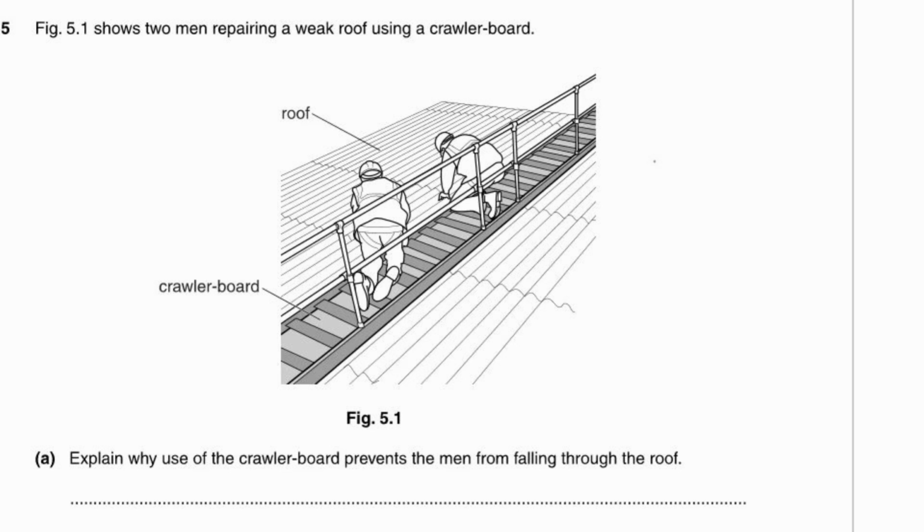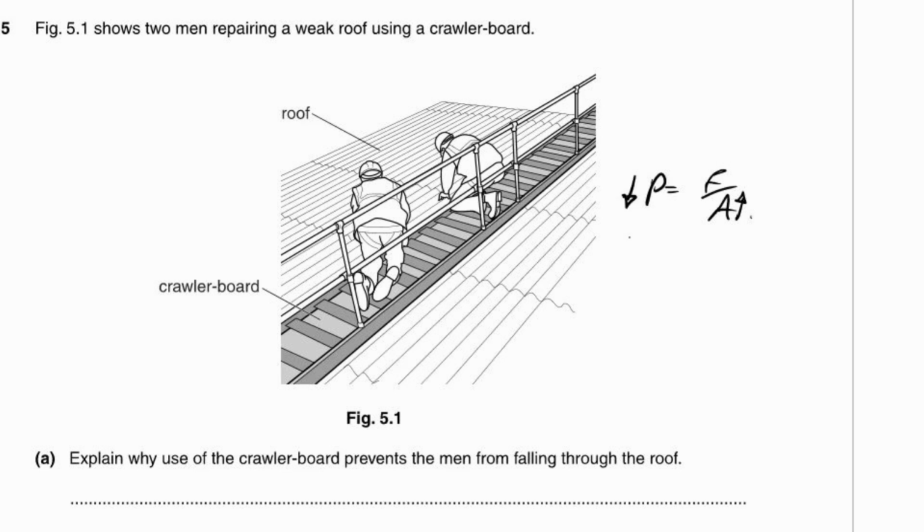Okay, let's look at that then. Pressure equals force over area. Now, why is a crawler board useful? Well, what happens with a crawler board, we're not just using feet anymore. Feet have a small area. That's a much wider area because of the crawler board. So the area gets bigger, force remains the same, or doesn't increase by much with the crawler board, and then the pressure will get smaller.